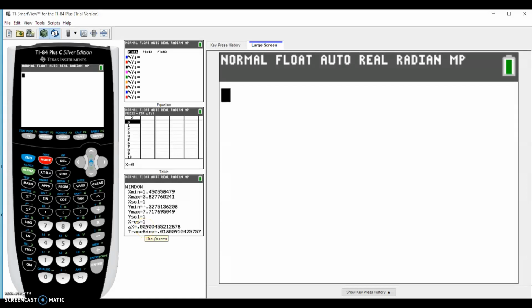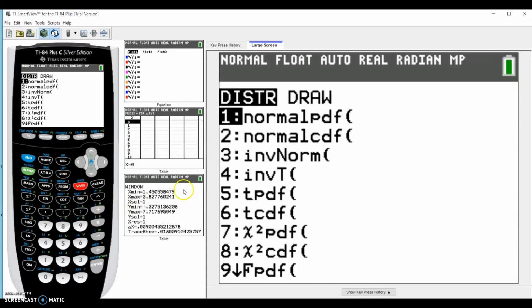In this video, I'll go over the different distributions and all of the different hypothesis tests and confidence intervals that your calculator can do. First, let's look at the distributions. So I'm going to second vars. And this is where the normal distribution lives and the t-distribution.